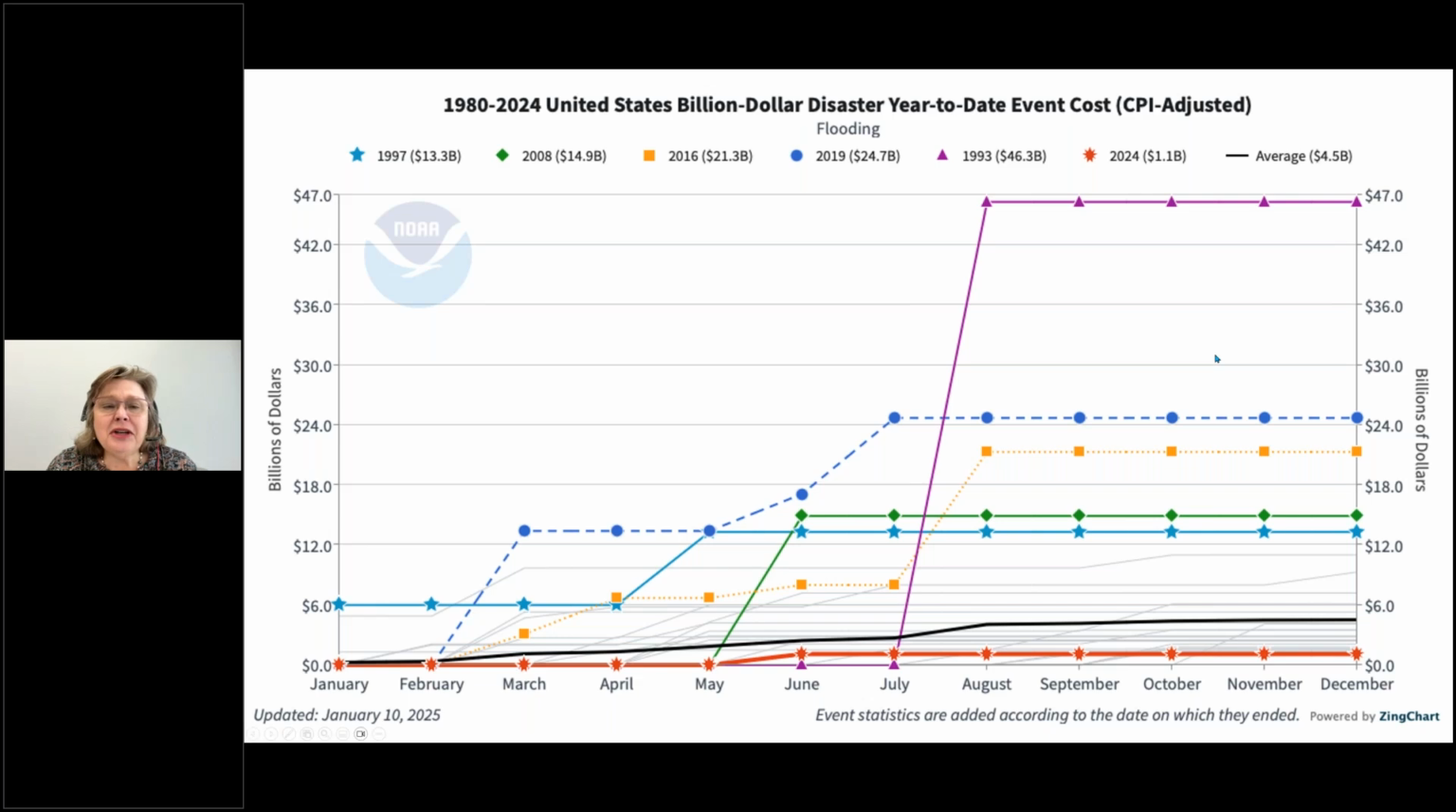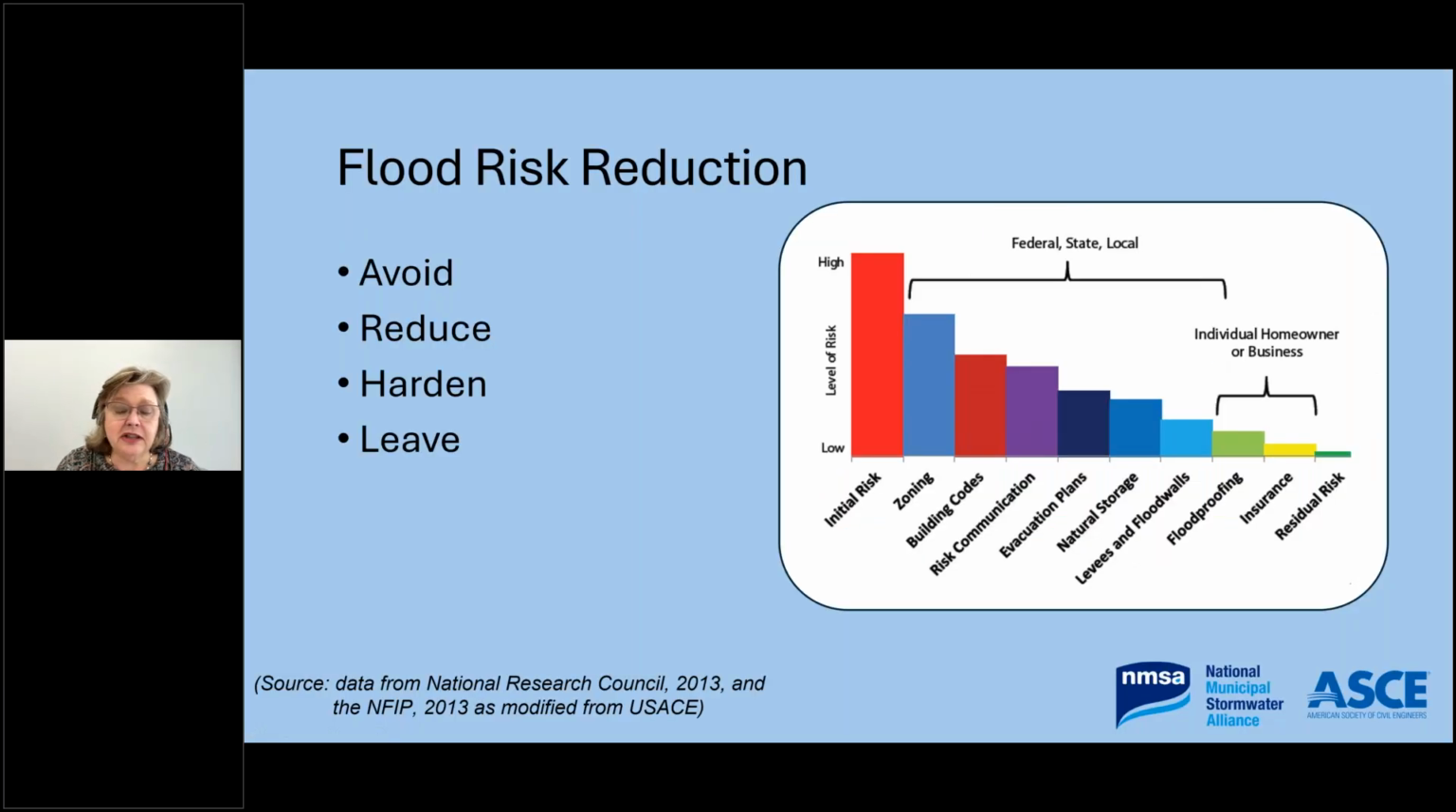So when we talk about resilience and we talk about reducing flood risk, there are most things that stay in the government realm. Those zoning standards, building codes, evacuation plans, all those things. How do we tackle this? It has to be your local government that does that.